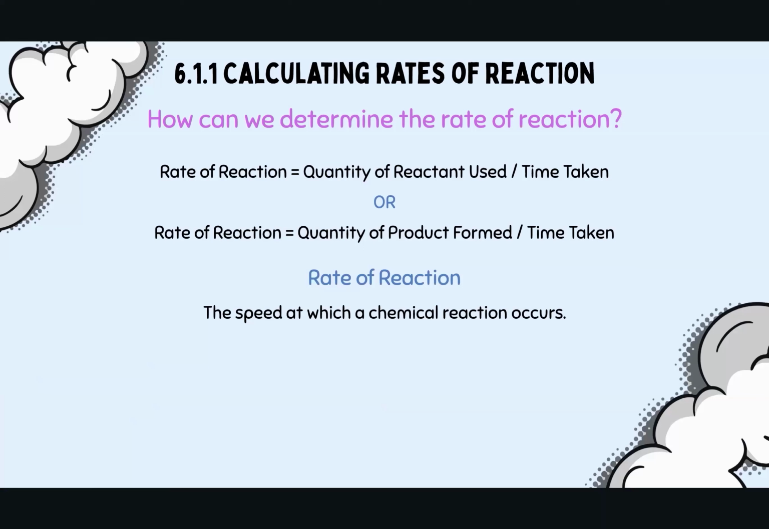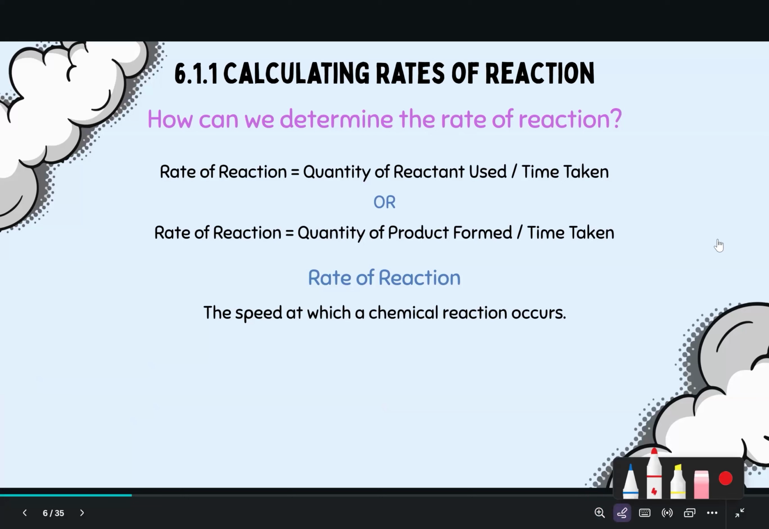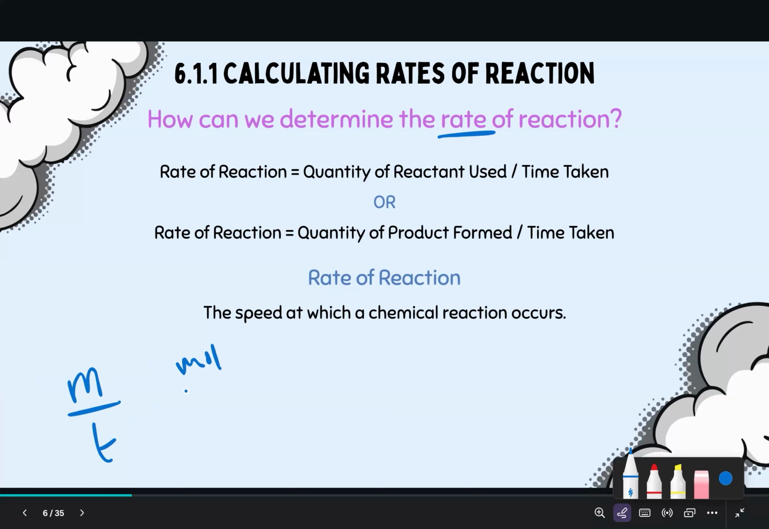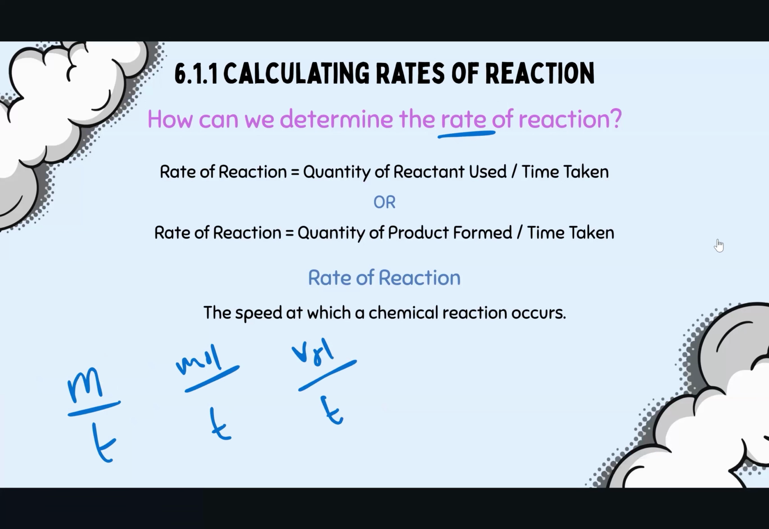So, how can we determine the rate of reaction? Now, whenever the word rate comes into something, it always means divide how much of something, like a mass of something or a volume of something, and divide it by time. So it could be mass in grams divided by time. It could be moles divided by time. It could be the volume of something divided by time. If you divide it by time, you've got the rate of it.